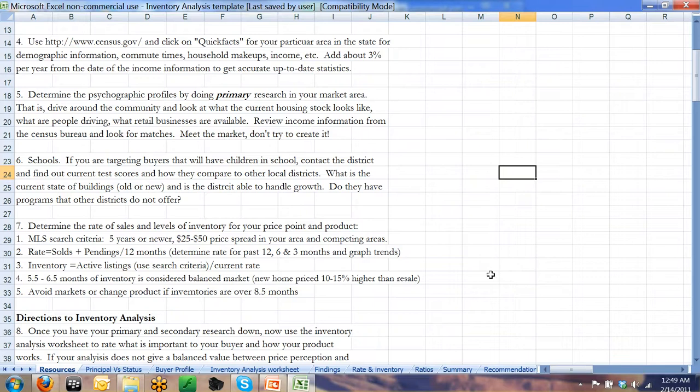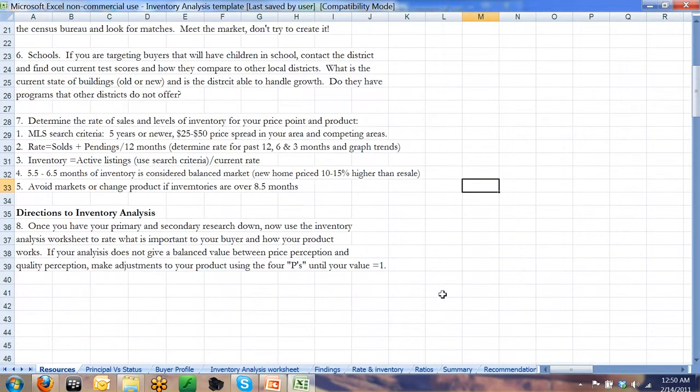We want to avoid the markets or change product if the inventories are over 8.5 months. And sometimes you may have to go up 10, 12, 13 months. It all depends. But once you get over 12 months, you really got to watch it. And then once you have your primary and secondary research down, use your inventory analysis worksheet to rate what's important for your buyer and how your product works. If your analysis does not give a balanced value between price perception and quality perception, you make adjustments to your product using the 4Ps until your value equals 1 or very close to it.